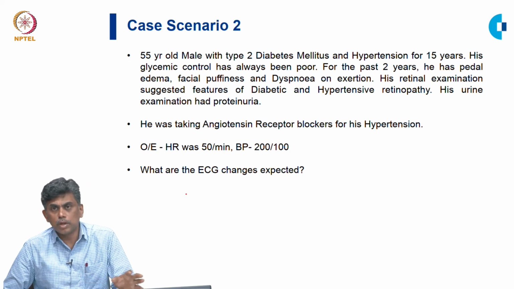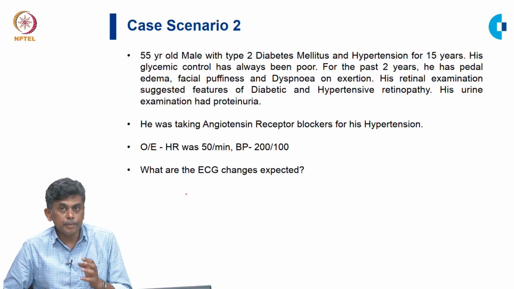His glycemic control is not that good. So with diabetes not well controlled, some organs can get affected. For the past 2 years, he has had pedal edema and facial puffiness. That means what? Facial puffiness usually comes when there is a problem with the kidney, and there is also dyspnea on exertion, breathing difficulty.